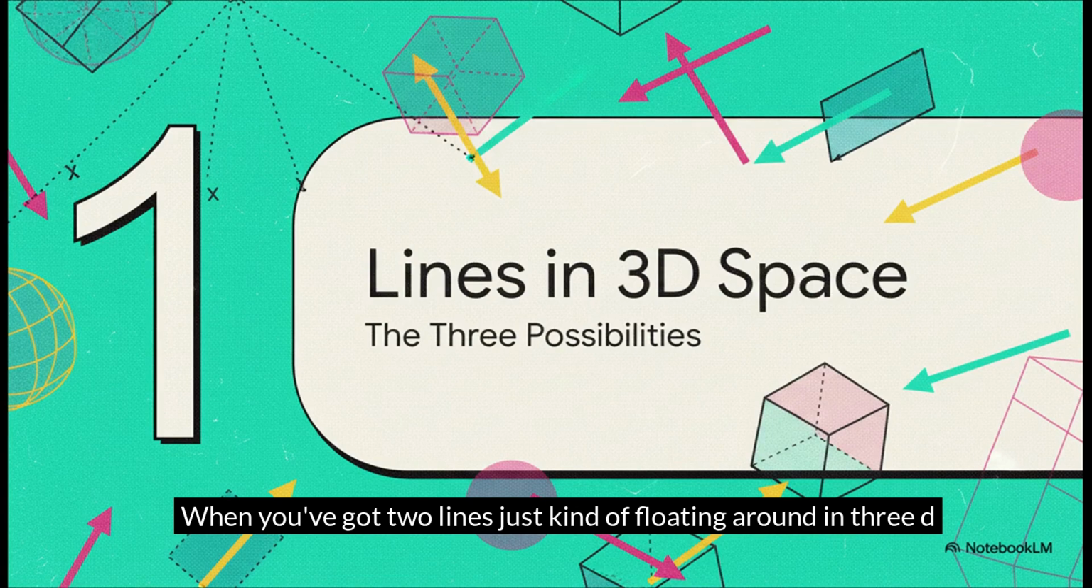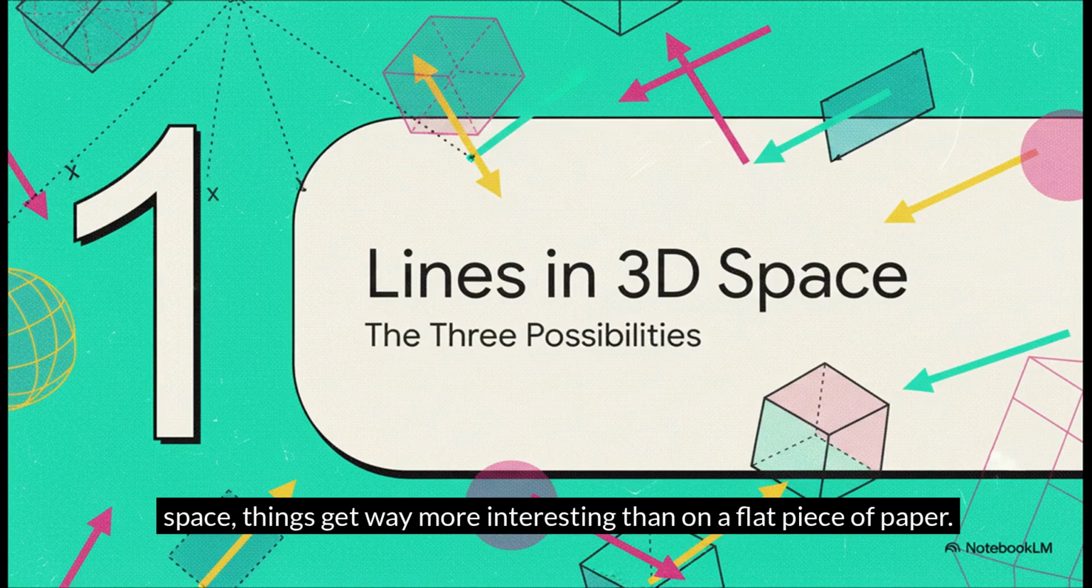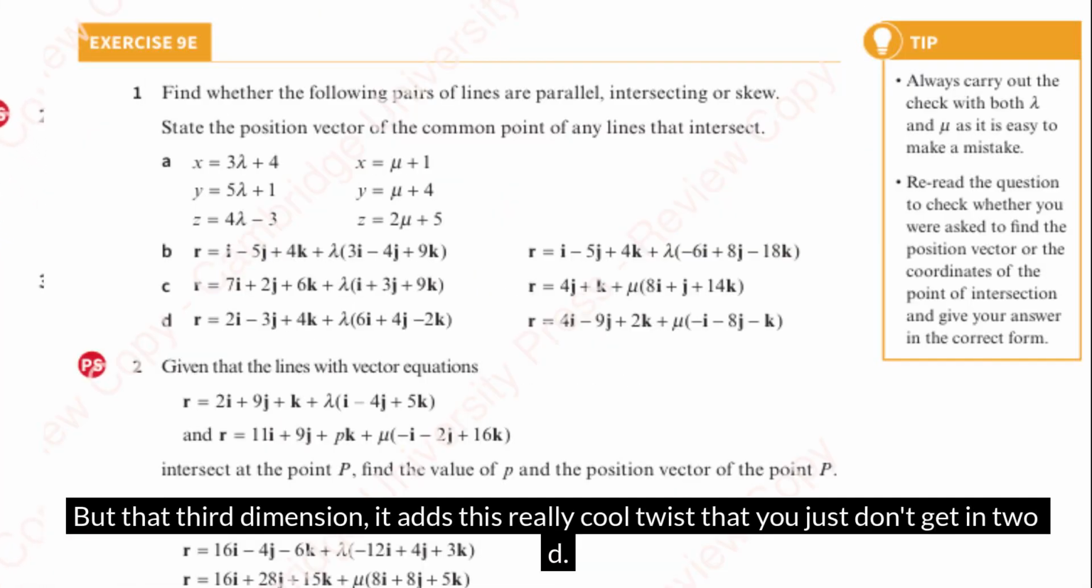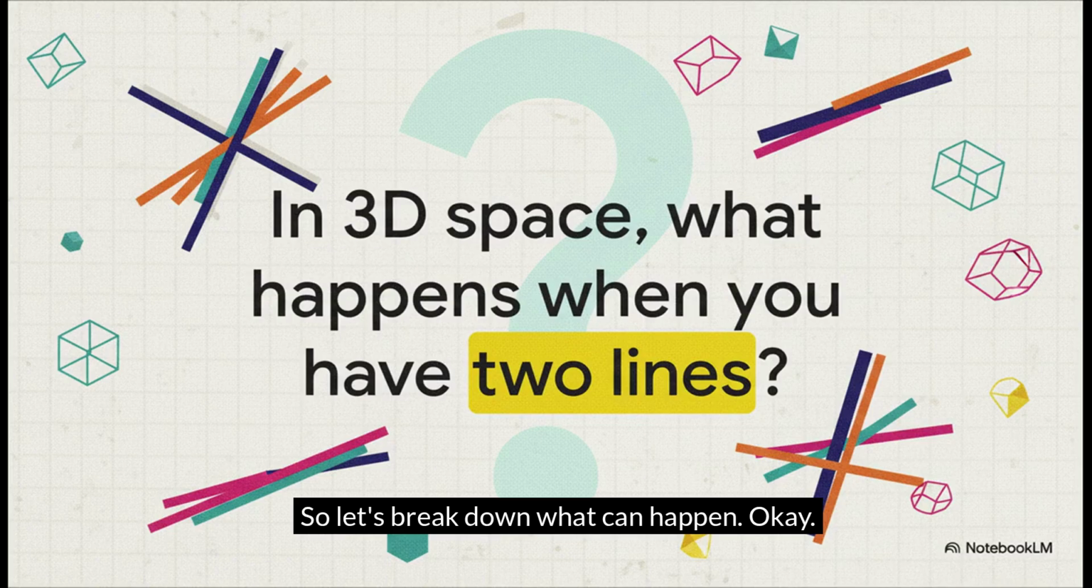When you've got two lines just kind of floating around in 3D space, things get way more interesting than on a flat piece of paper. You've basically got three different scenarios that can play out. Yeah, it sounds simple enough, right? But that third dimension adds this really cool twist that you just don't get in 2D. So let's break down what can happen.